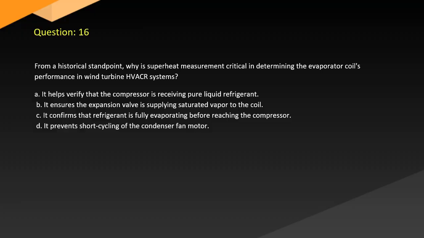Question 16. From a historical standpoint, why is superheat measurement critical in determining the evaporator coil's performance in wind turbine HVACR systems? A. It helps verify that the compressor is receiving pure liquid refrigerant. B. It ensures the expansion valve is supplying saturated vapor to the coil. C. It confirms that refrigerant is fully evaporating before reaching the compressor. D. It prevents short cycling of the condenser fan motor.